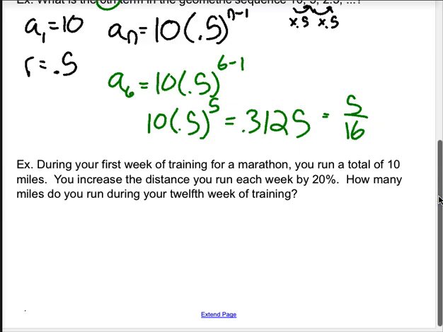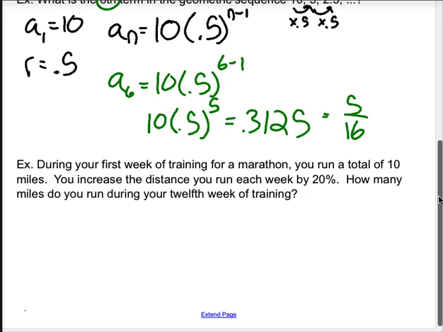So let's look here. During your first week of training for a marathon, you run a total of 10 miles. You increase the distance you run each week by 20%. How many miles do you run during your 12th week of training? All right, so this is the same idea. We're being asked for a future term. And how do I know it's geometric? Because it's increasing by a certain percent each year.